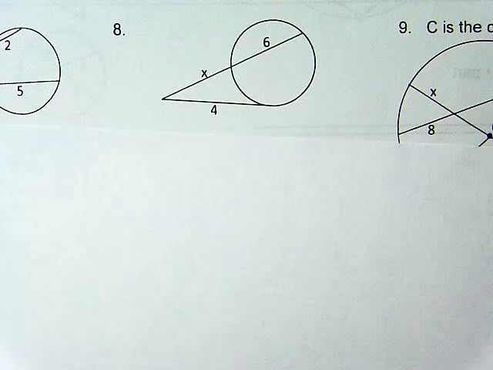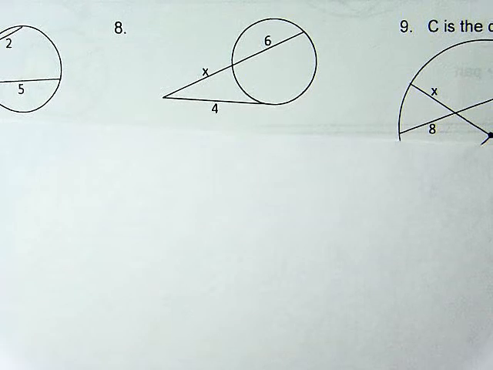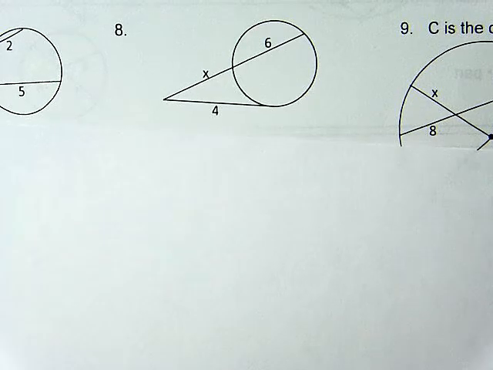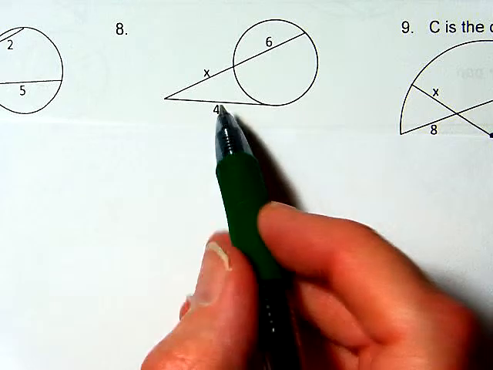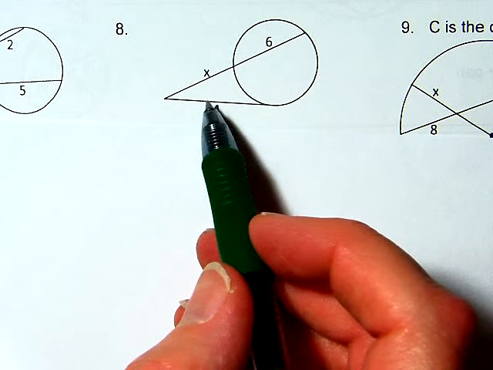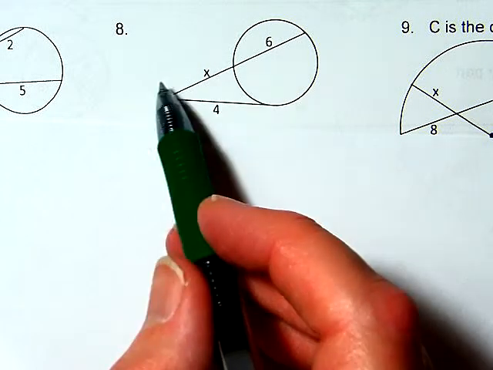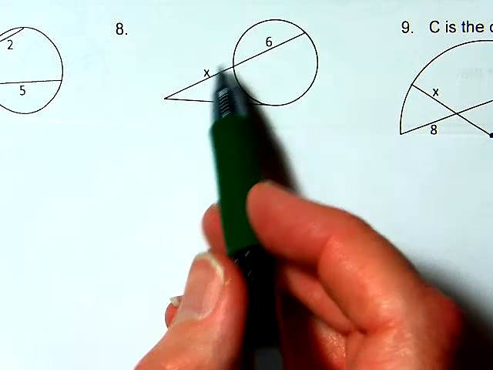And this video will finish up guided practice 10.9. We're going to be doing problems 8 and 9. 8 is a fairly straightforward type of problem that we've seen before. It involves a secant on the top and a tangent on the bottom.